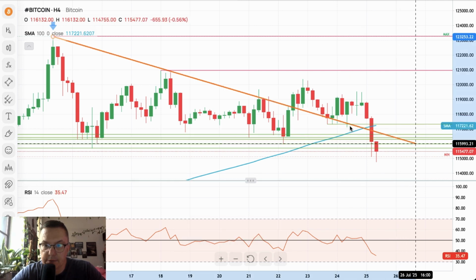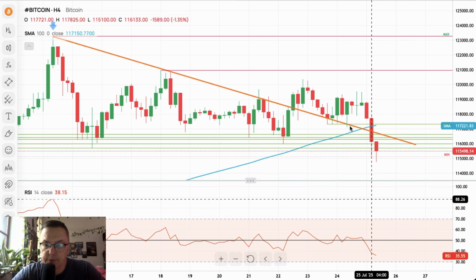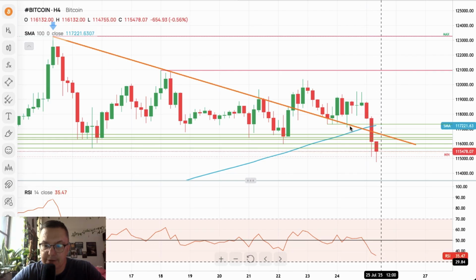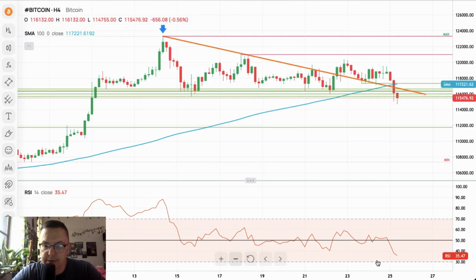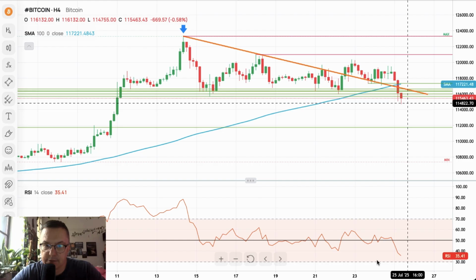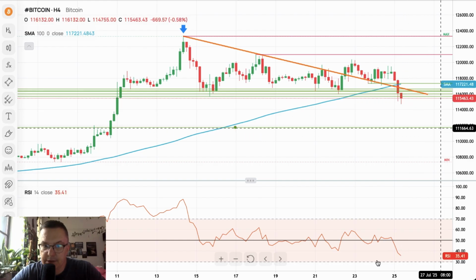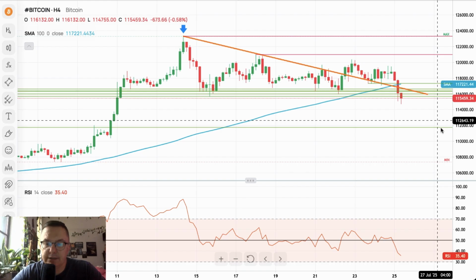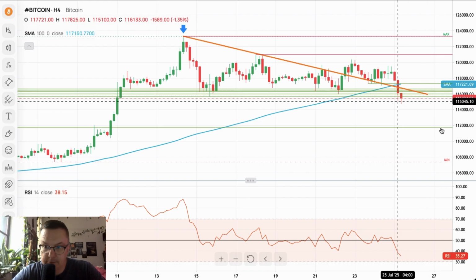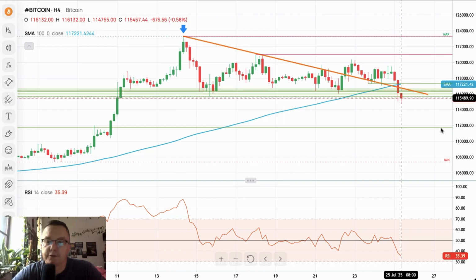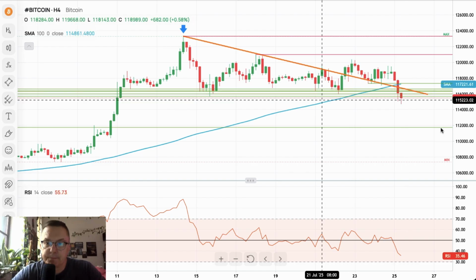Bitcoin was unable to move higher, which is why we see the market moving towards extremely oversold conditions. There is still room to the downside here on the RSI, possibly even $112,000. Technical support will be tested if this candle won't hold, because we broke below the demand zone.